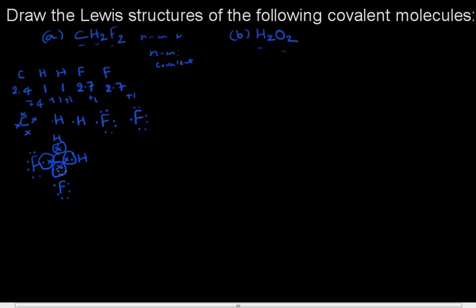So the shared electrons belong equally to both atoms. If fluorine gives 1, carbon gives 1, that shared pair of electrons belongs equally to both carbon and fluorine. So as a result of sharing of their valence electrons, all the atoms in this molecule CH2F2 are stable. Now let's take a look at H2O2.